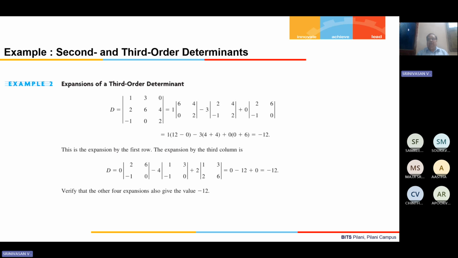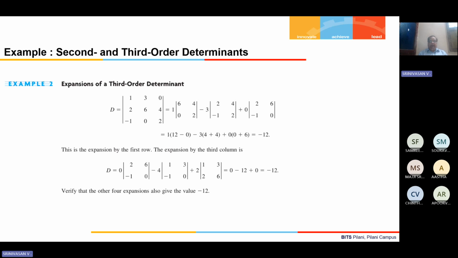Plus 0 into, this is 0. Again here minus of minus 6, plus 6. So it is 12 minus 24 plus 0. You get minus 2. Okay. So that is what is given. This is the expansion by the first row.